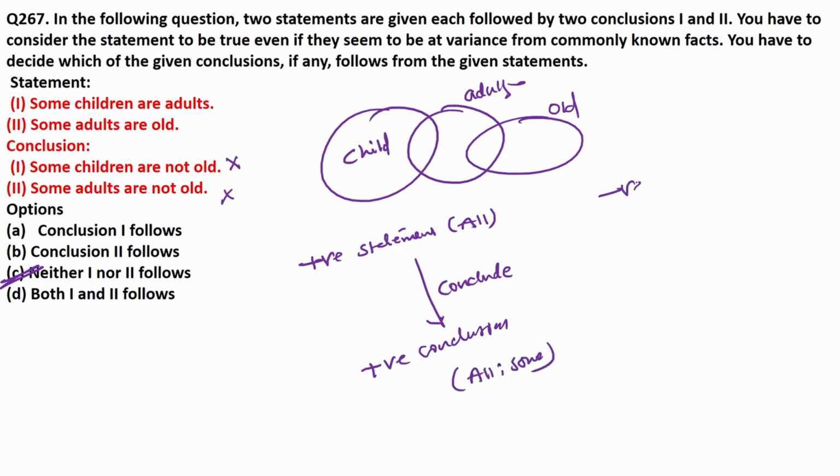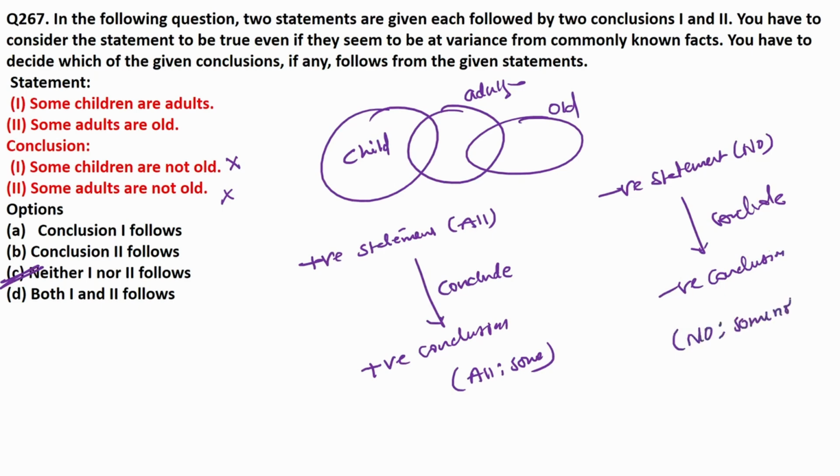In the same way, a negative statement, like no, is a completely negative statement. So a negative statement always concludes negative conclusions. Like no is one negative, some not is another negative, and all not is another negative. Remember, positive never defines negative and negative never defines positive. So if you know that particular point, without any diagram you can choose the option neither nor.